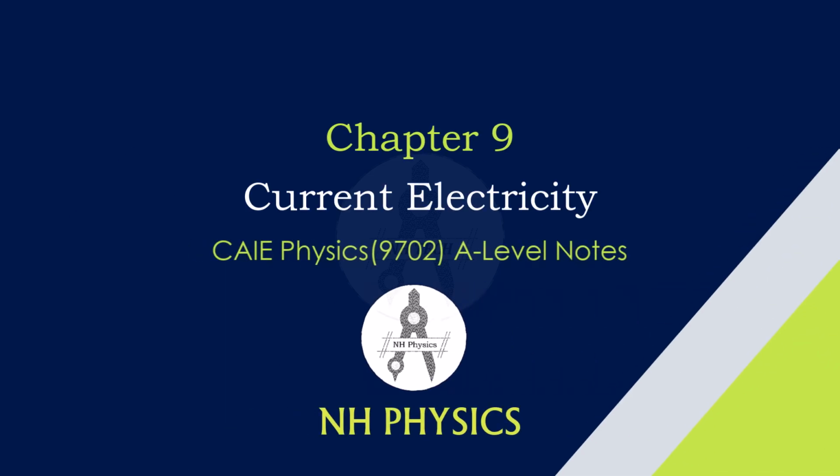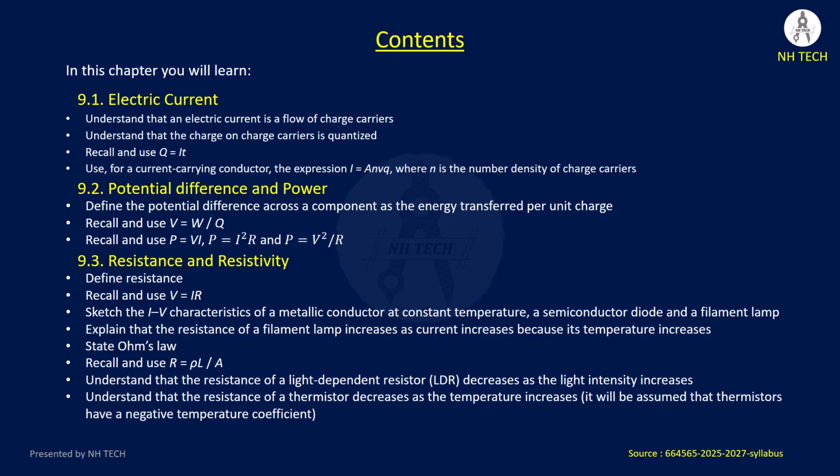Welcome to the A and AS Level Physics lecture series. Today, I will teach you chapter number 9. The title of the chapter is Current Electricity. And this is the course outline of this chapter.